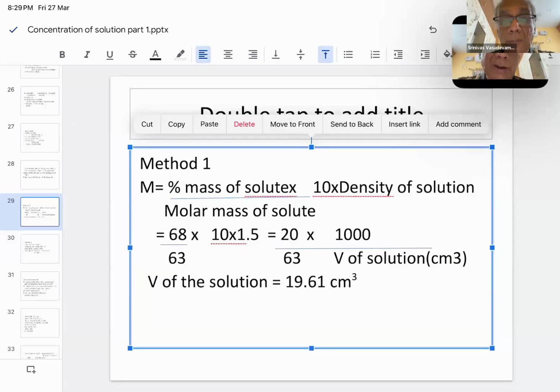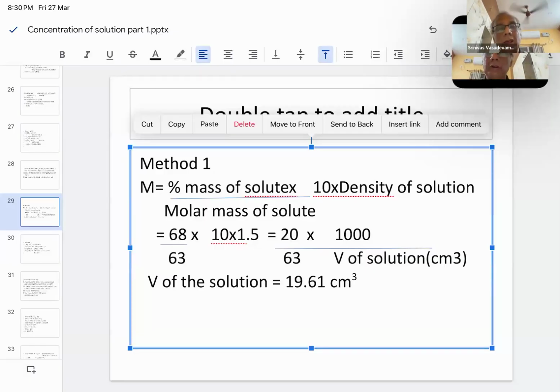I am using the second formula for molarity. Mass of solute 20 grams I have taken, 20 grams divided by molecular mass 63 into 1000 by volume of solution. Molarity is same solution only. I want to find out what is the volume occupied by 20 gram of nitric acid. So I can write 68 by 63 into 10 into 1.5 is equal to 20 by 63 into 1000 by volume of solution. So find out the volume of solution, 19.61 centimeter cube.